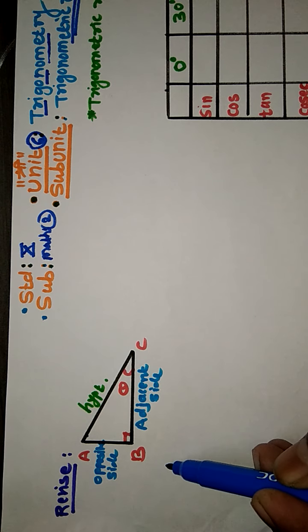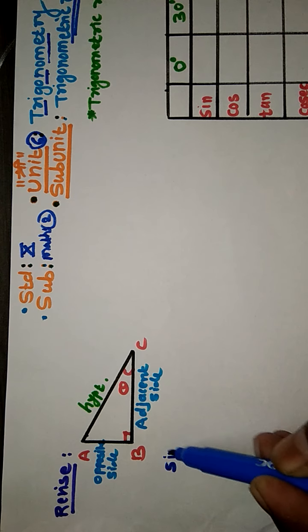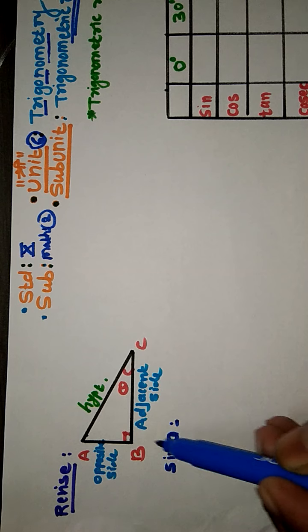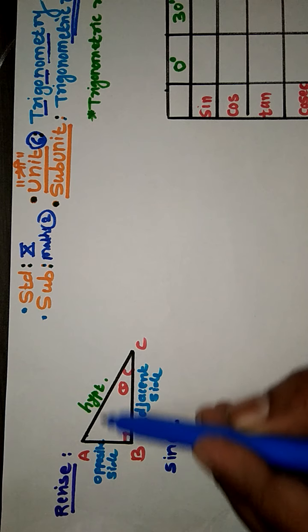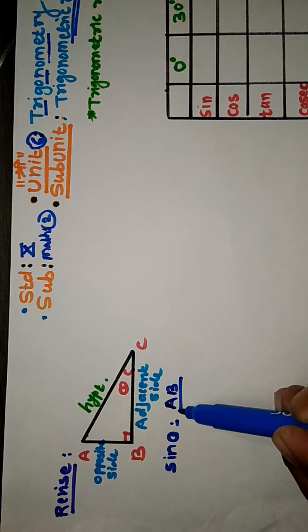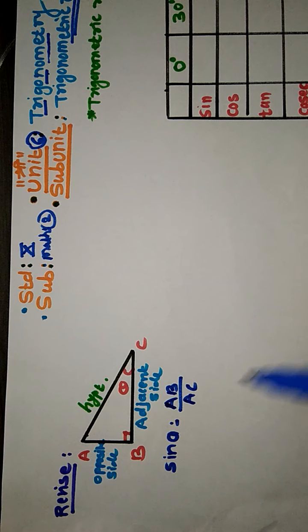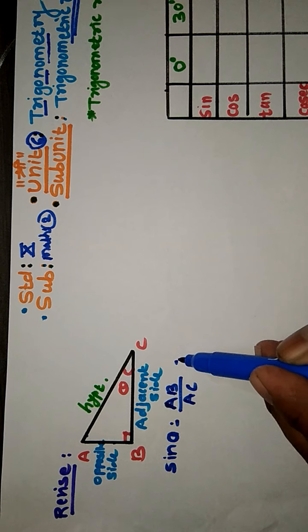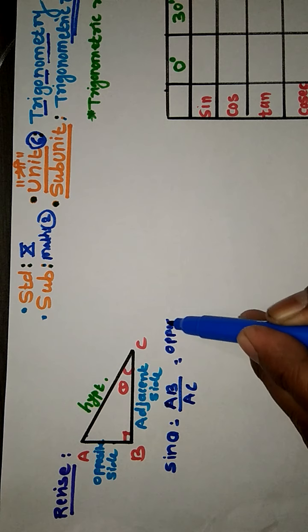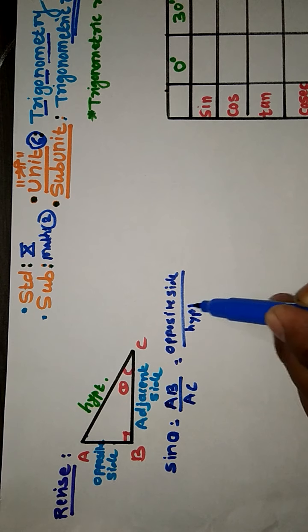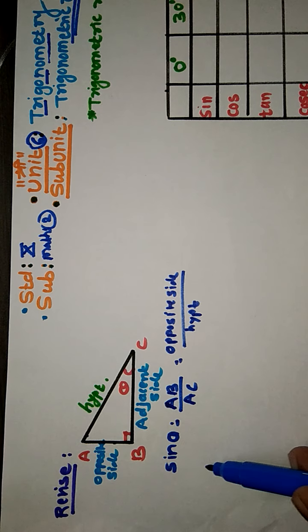Now the first trigonometric ratio is sine theta. What is the ratio of sine theta? It is the opposite side to the hypotenuse, means AB upon AC. Sine theta is the opposite side upon hypotenuse, means AB upon AC.